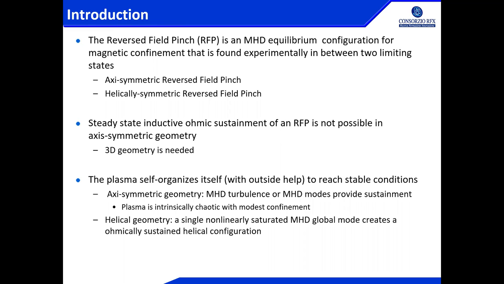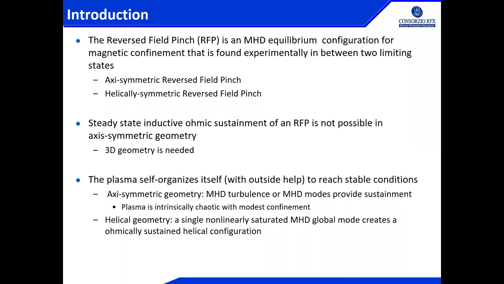RFP is not possible in axisymmetric geometry. Whenever you get it in place, then it will diffuse away. And so no way, it cannot really be axisymmetric. So some kind of 3D geometry is required in order to keep it sustained.